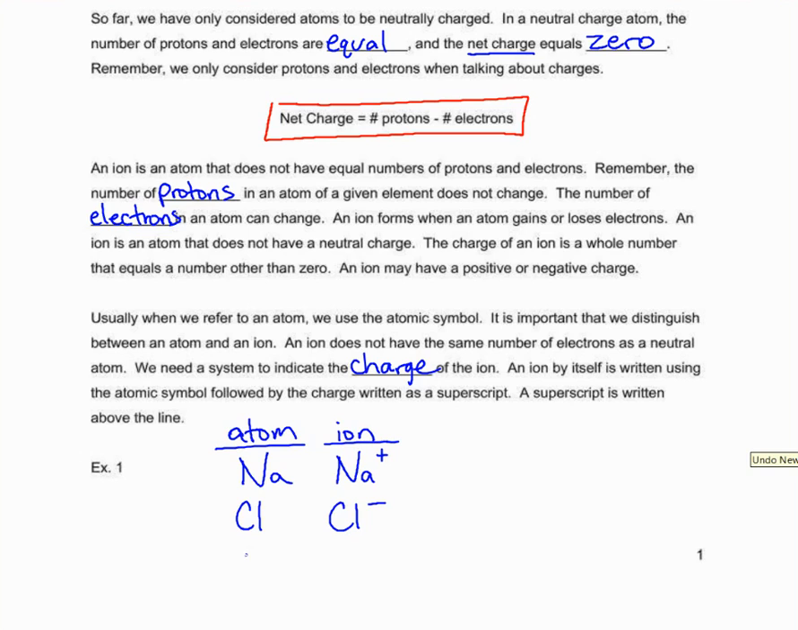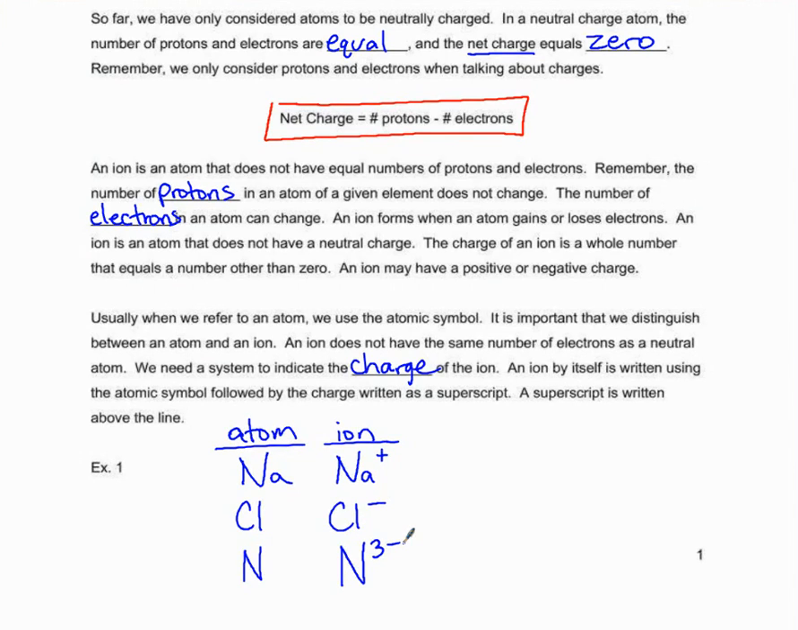There are some other instances, so let's look at nitrogen, for example. This is its atomic symbol for the atom. This is the symbol for the ion. And it says N3-. So this is nitrogen, and it has a -3 charge. And it's just a common thing when we talk about charges that the number comes first and then the sign comes after it.